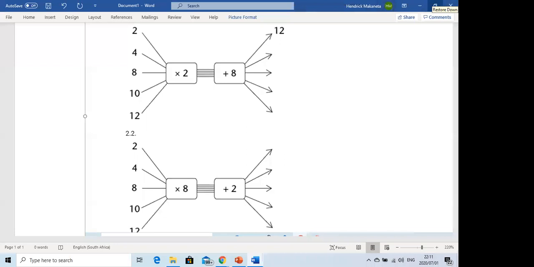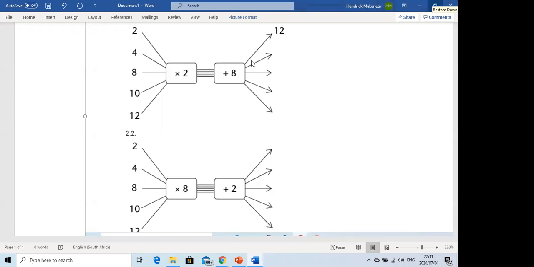Can we proceed to the next flow diagram? You can see there are 2 of those. Can we go to the next one there? Let's go to the next one, we are starting with 2. 2 is the input value, and we have the rule times 8 and then plus 2. Can we use that as well to find the output?